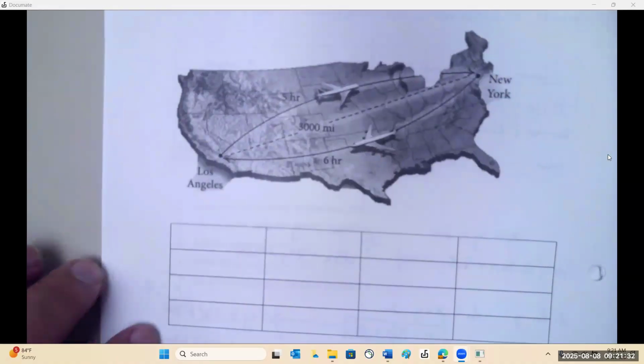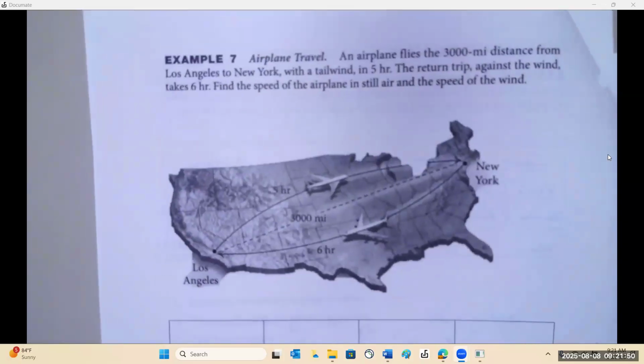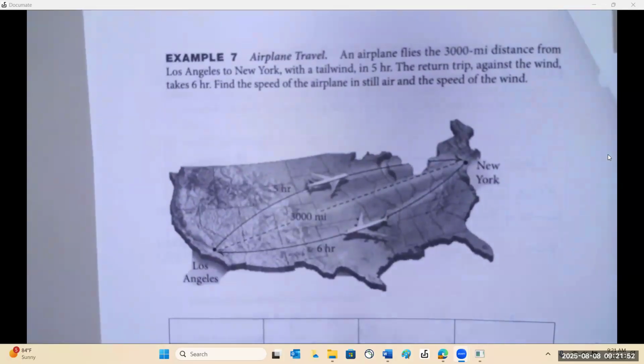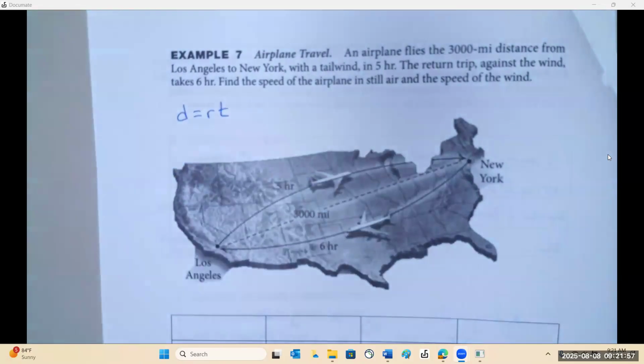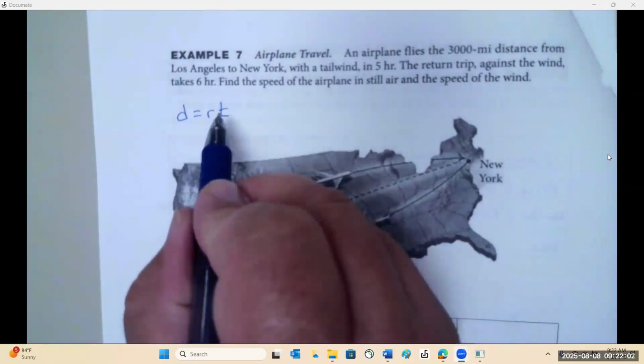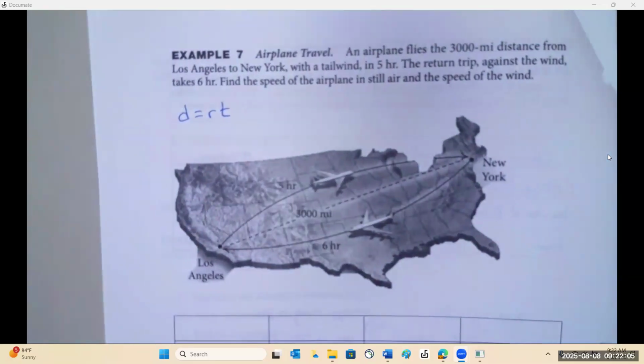On your page, look at this one. Now this is a motion problem. What does that mean? Whenever you deal with a motion problem, what formula do you have to use? Right. Distance equals rate times time. How far, rate? How fast do you go for how long? That is how fast you go, how far you go.